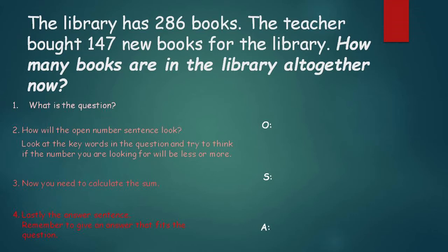And the next part you'll need to do is to give an answer sentence. In other words, it must fit with our question. So if our question was, how many books are in the library altogether now, your answer will have to say, there are books altogether in the library now. Okay, so if you are finished with O, S, and A, you can continue to the next slide, but otherwise you can pause the video here and you can then first finish the sum and then play the video to continue on to the next question.